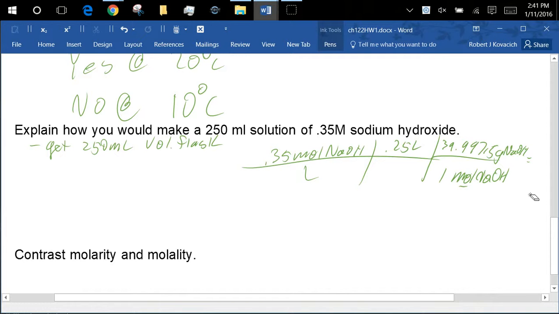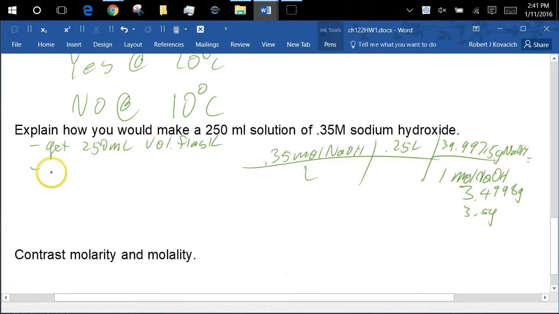It's 0.35 times 0.25 times 39.99715 equals, there we go. It's 3.4998 grams. So 2 sig figs, so 3.5 grams.